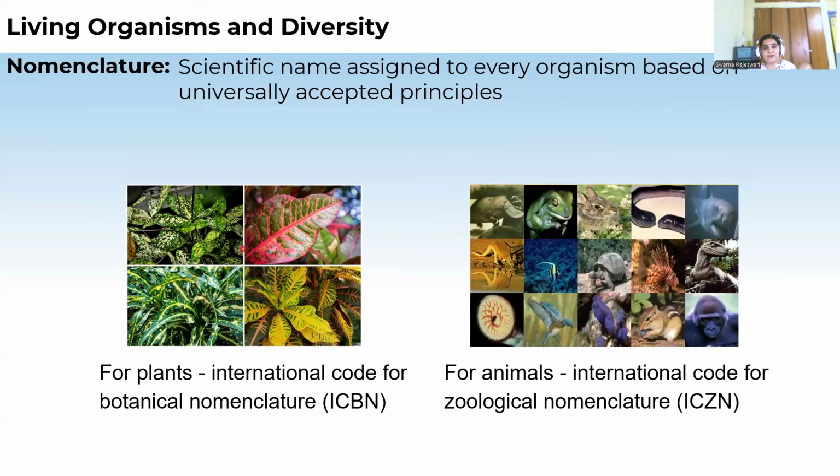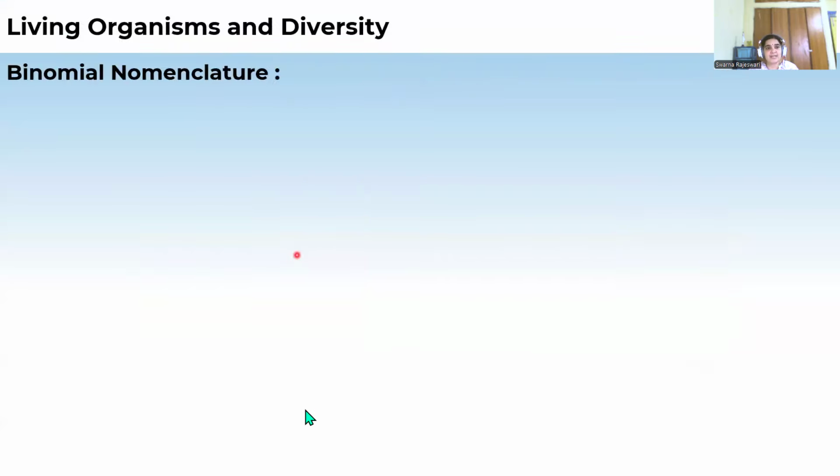So who are those organizations which are naming the plants or animals? They are ICBN, that is International Code for Botanical Nomenclature, and the International Code of Zoological Nomenclature. According to the International Code of Zoological Nomenclature, all the animals are given names, and according to the International Code of Botanical Nomenclature, all the plants are given names, which we call scientific names. So, how are they named?